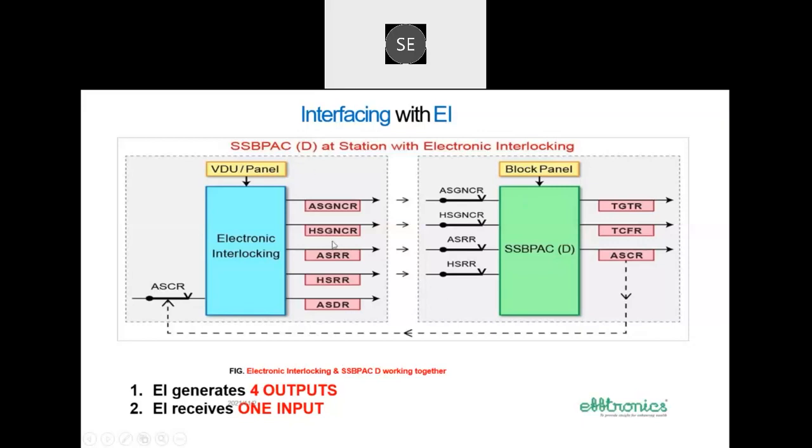In case of electronic interlocking, EI has to generate 4 outputs for block and it takes one input from the block instrument. So we can see here 4 outputs are generated and the output of the block instrument, that is ACR, is wired as input to the electronic interlocking. So total 4 outputs from EI and one input from the block instrument.